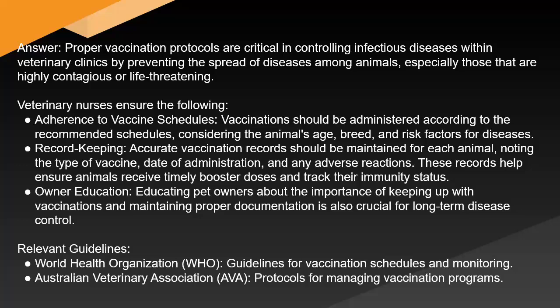Veterinary nurses ensure the following: adherence to vaccine schedules. Vaccinations should be administered according to the recommended schedules, considering the animal's age, breed, and risk factors for diseases. Record keeping: accurate vaccination records should be maintained for each animal, noting the type of vaccine, date of administration, and any adverse reactions. These records help ensure animals receive timely booster doses and track their immunity status.